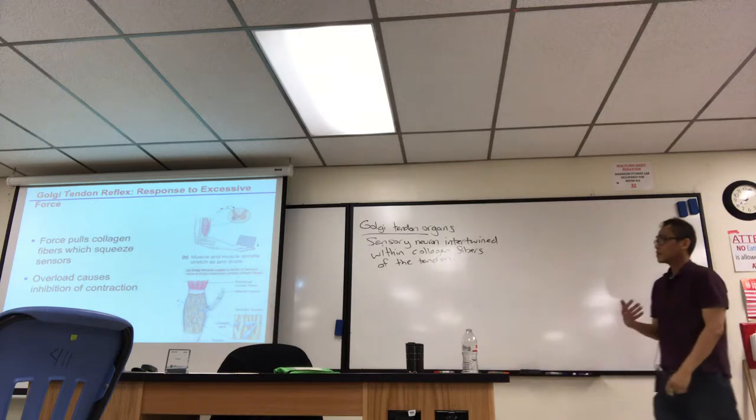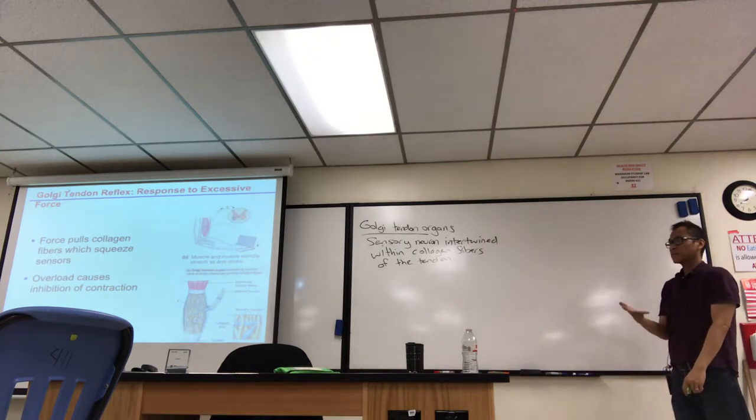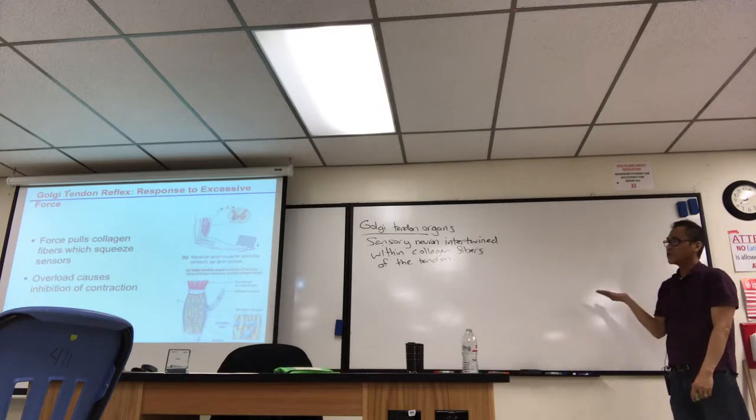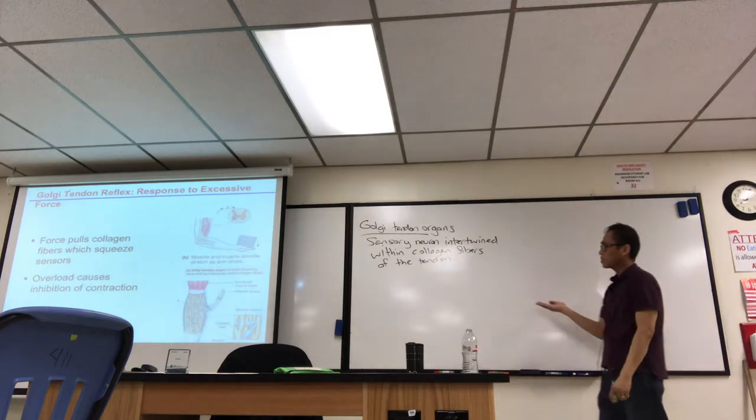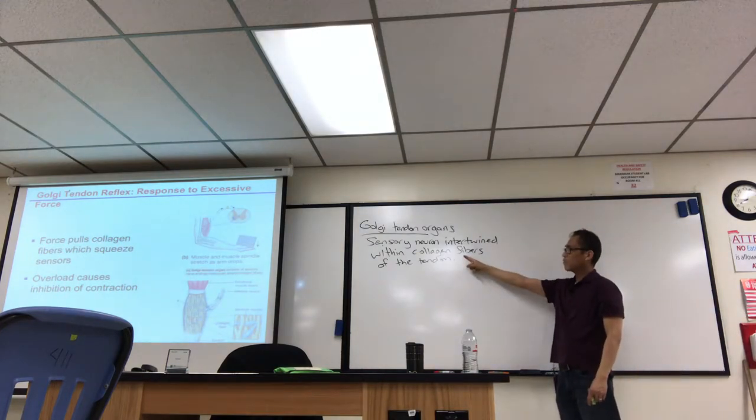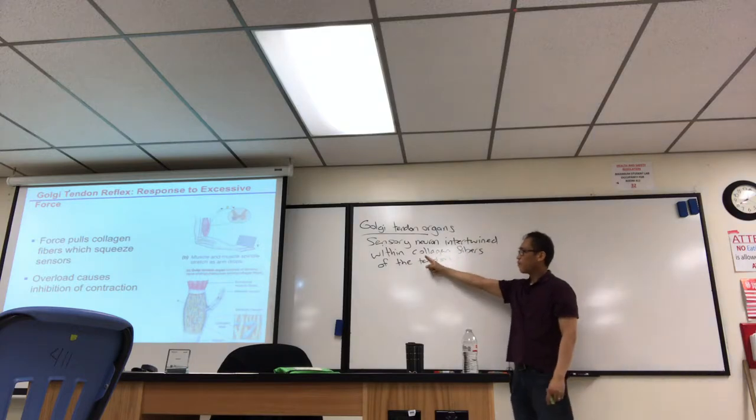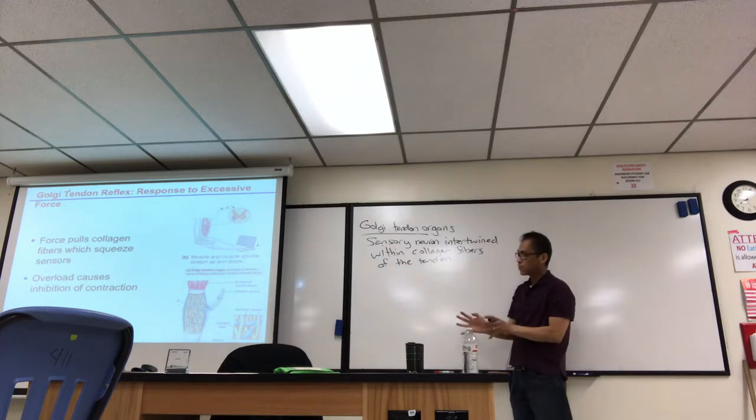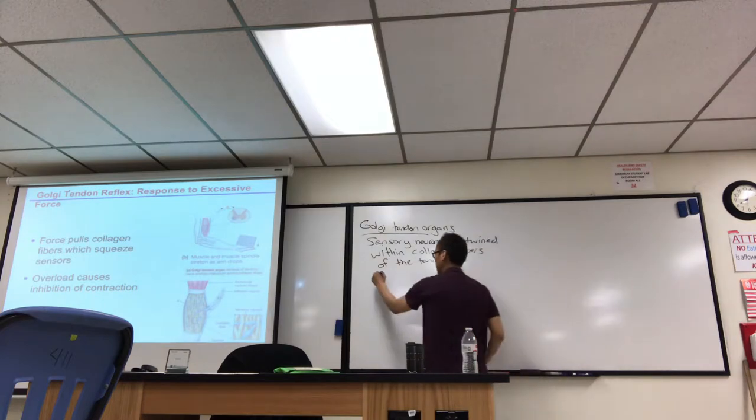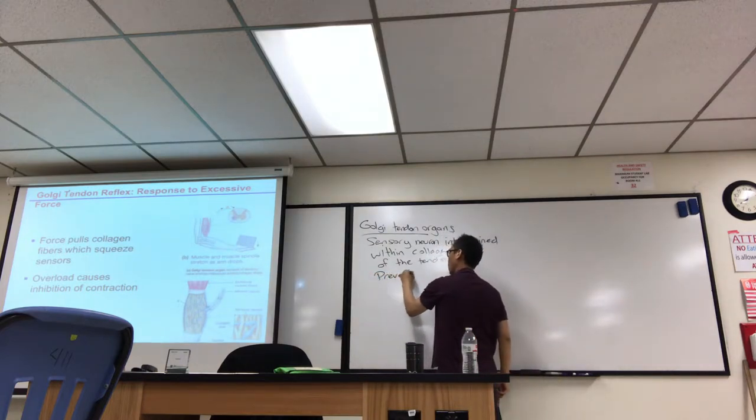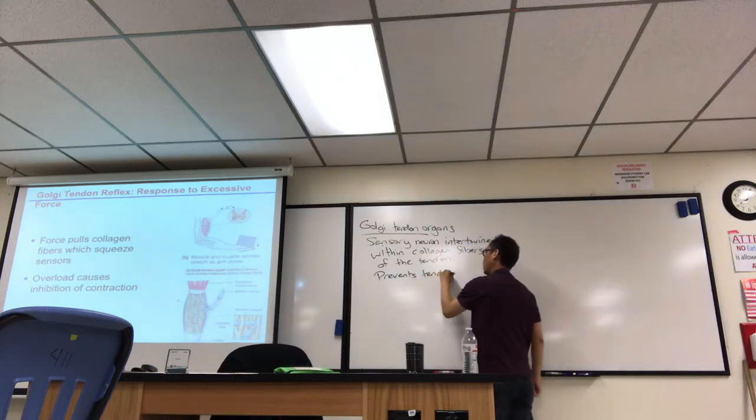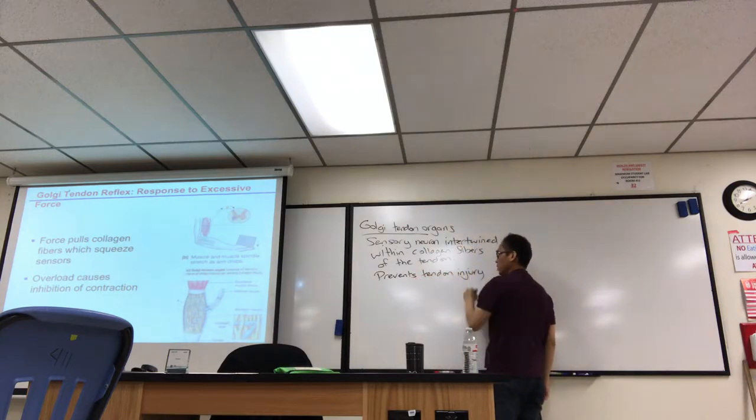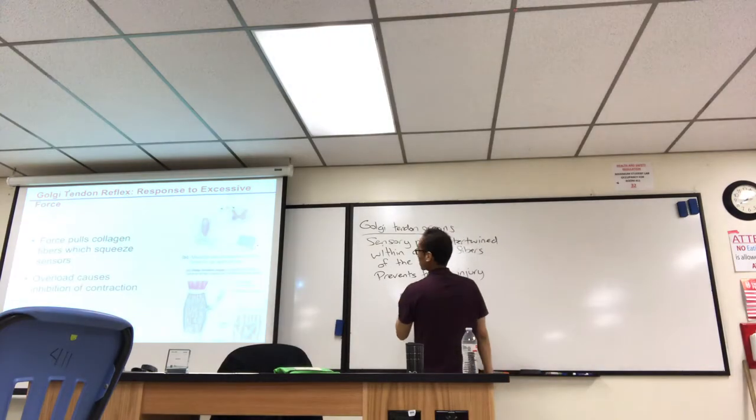Like spindles, they prevented muscles from stretching too much. These do the same thing for the tendon of the muscle. If you squeeze those collagen fibers too much, basically a force that's too great will squeeze the sensory neuron, making it fire. And this will ultimately prevent the tendon from tearing. That's the goal. It prevents tendon injury from excessive weight or excessive force.